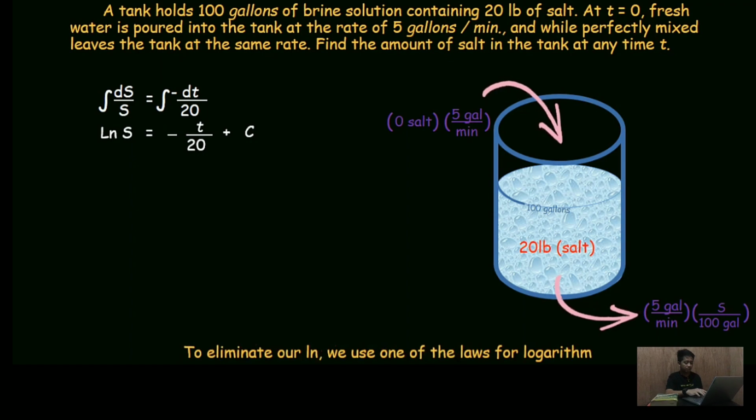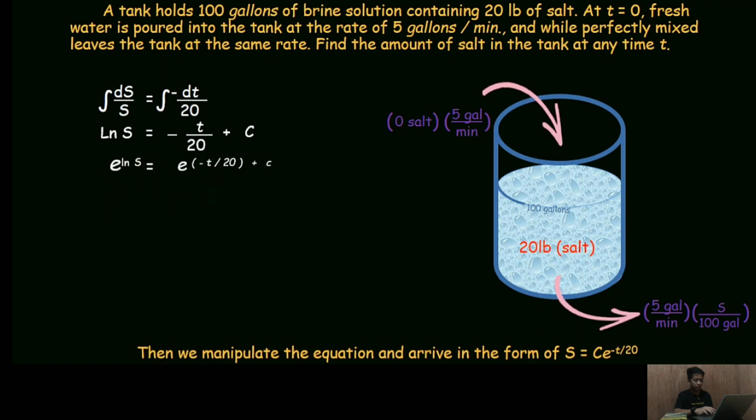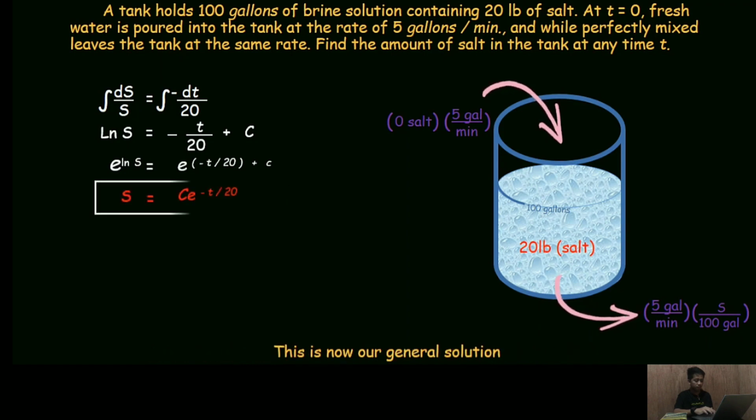To eliminate our ln, we use one of the laws for logarithms, where e raised to ln a equals a. So let's raise both sides as exponents of e. Then we manipulate the equation and arrive at the form S equals C e raised to negative t over 20. This is now our general solution.